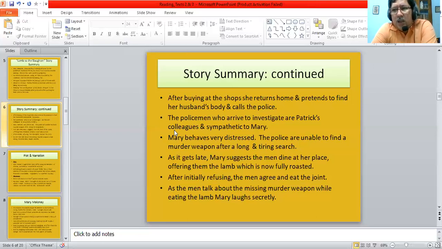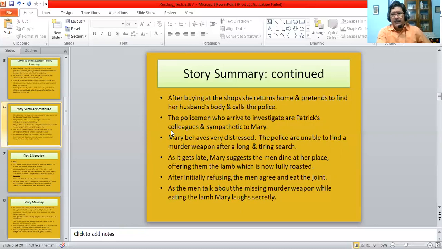So it is a story not of detection of crime, but rather of concealment of a crime, and a very deft and successful concealment of a crime by a very simple, ordinary, and unassuming woman, a housewife who has been betrayed by her husband and kills him in the shock of the moment. And then later, she comes back to her senses and behaves in a very cunning way and conceals the crime. That is the story, rather.